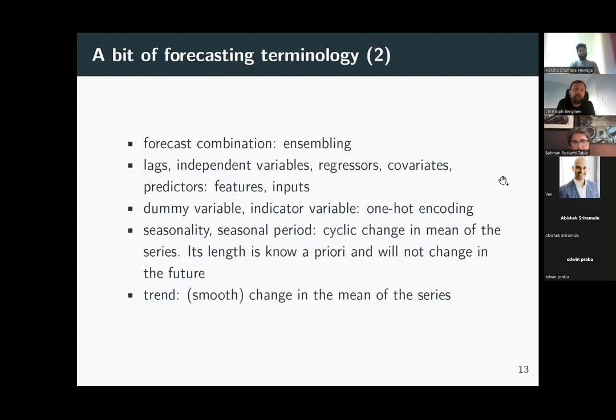Some more terminology. Forecast combination, that's what machine learners call ensembling. Lags, independent variables, regressors, covariates, predictors: that's what machine learners would call features or inputs. A dummy variable, an indicator variable, that's what machine learners would call one-hot encoding. Seasonality, seasonal period, that's a cyclic change in the mean of the series, and its length is known a priori and will not change in the future.